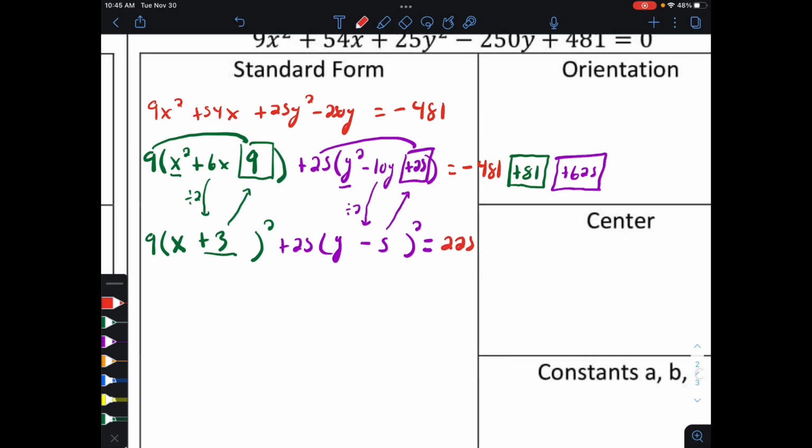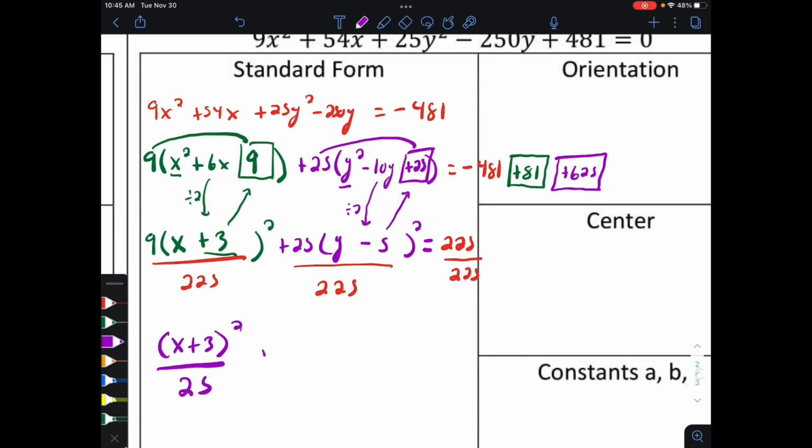Now, we're one step away from having this in standard form. I need the right side to be a 1, so I'm going to divide every part by 225, and I'm going to write what I have. So in simplifying this, we have (x plus 3) squared over 25 plus (y minus 5) squared over 9 is equal to 1. 25 over 225 is 1 over 9. 9 over 225 is 1 over 25. That's where the numbers come from.